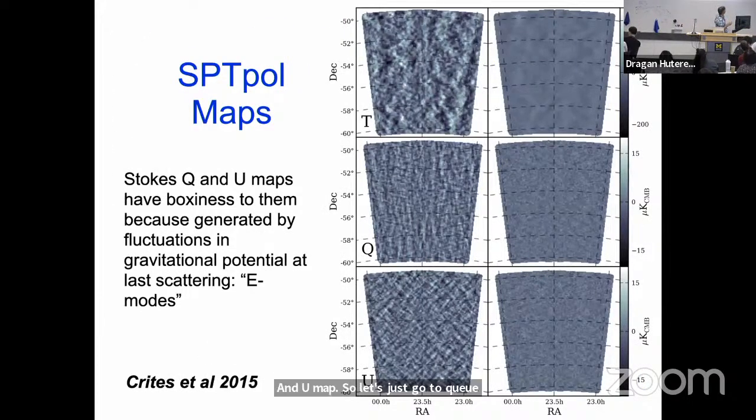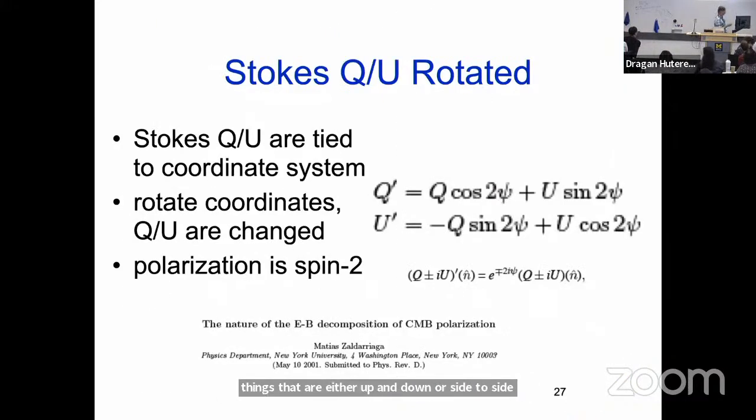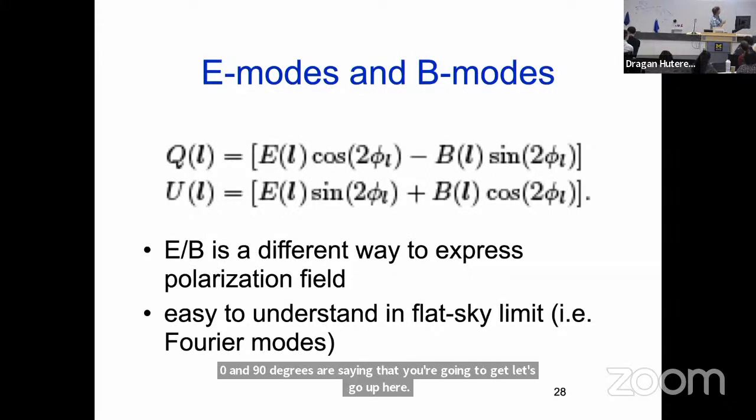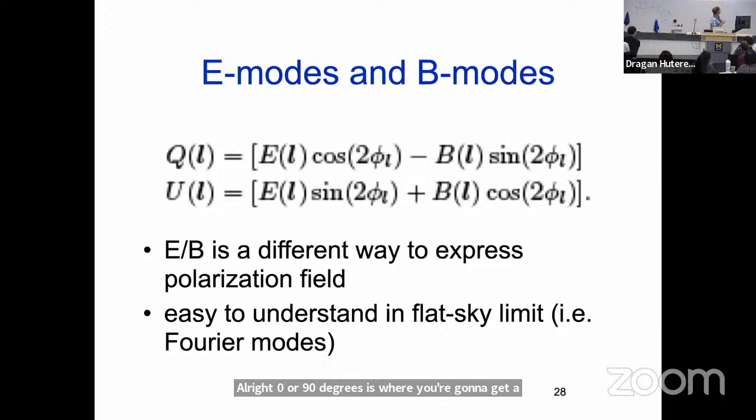What you're seeing in Q is a strong preference for things that are either up and down or side to side. So in this language, that's saying that up and down and side to side correspond to a mode that's going horizontally or a mode that's going vertically. And those are either 0 or 90 degrees. So 0 or 90 degrees is where you're going to get a large signal in Q from E modes. And U at 45 degrees is where you also get a large signal from E modes. So what you're seeing by eye are just the E modes.